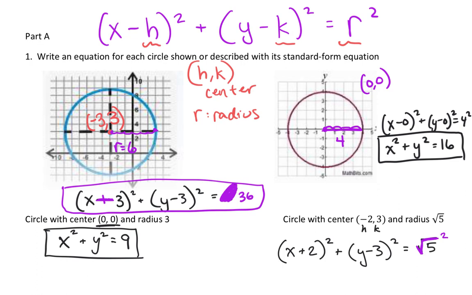Hey, Aiden. What happens when you square a square root? It goes away. Yay. It's kind of like remixing a remix. We'll be right back to the original song. That's good. Appreciate it. So this should be an x plus 2 squared plus y minus 3 squared equals 5.